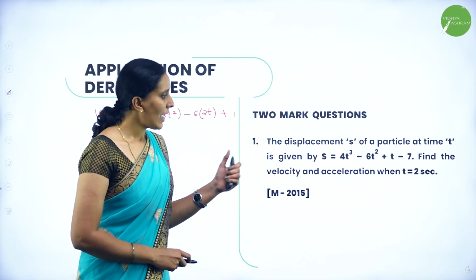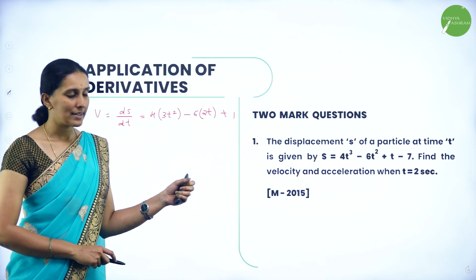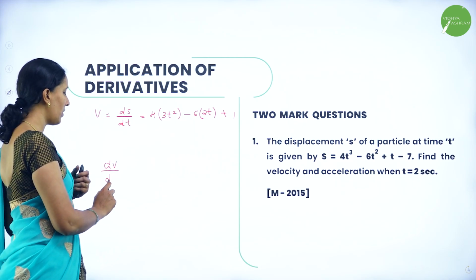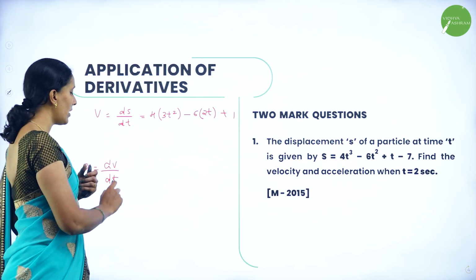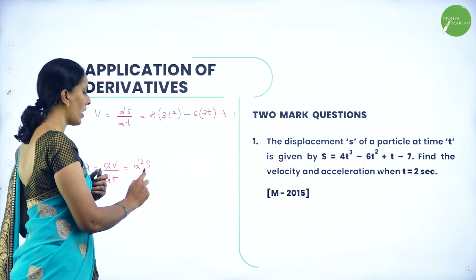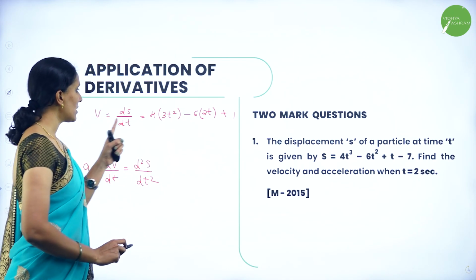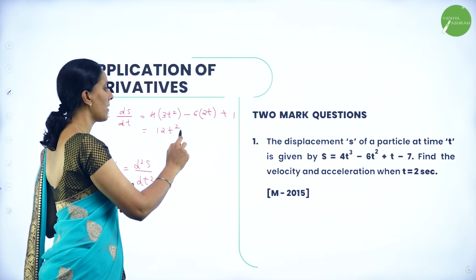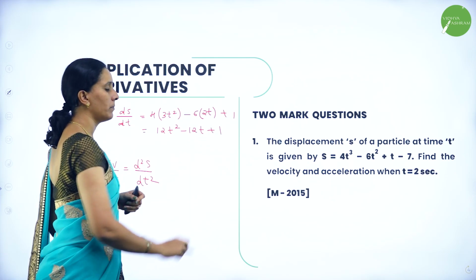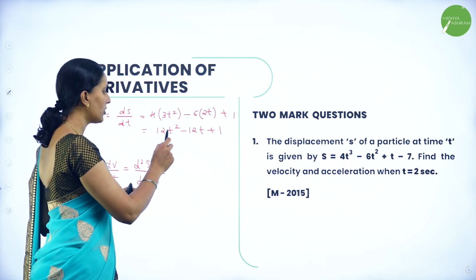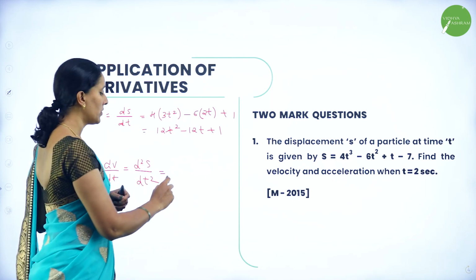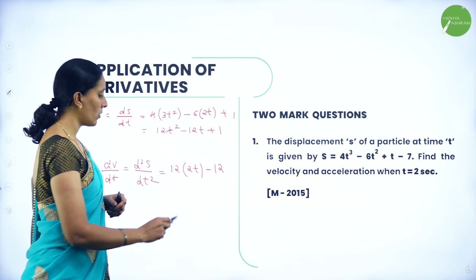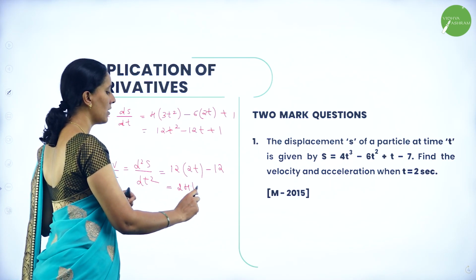Next, we need to find the acceleration also. So, let's see the acceleration. Acceleration is change in velocity, that is we can write it as dv by dt. So, dv by dt, or we can write it as d square s by dt square, because velocity is this equation whose value is 12t square minus 12t plus 1. Therefore, acceleration, t square is 2t, so 12 into 2t minus 12 plus 1 is 0. So, we will get this as 24t minus 12.